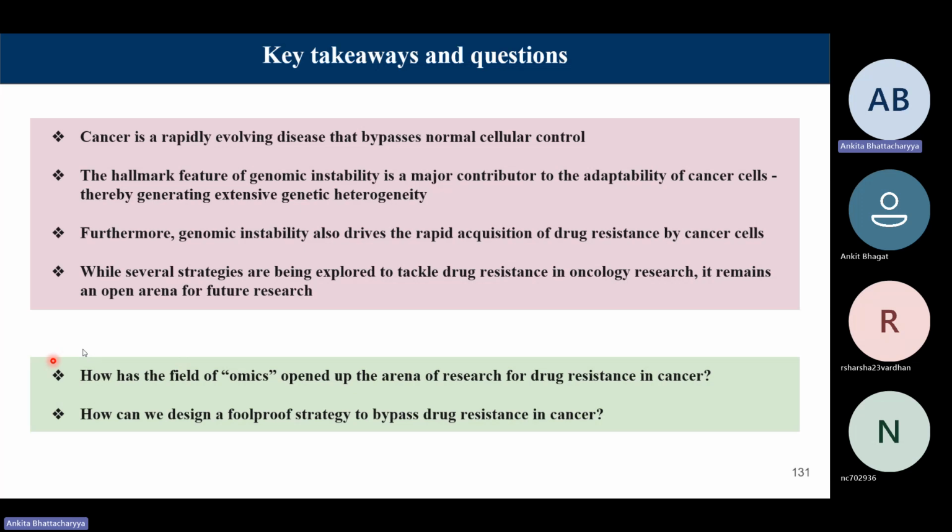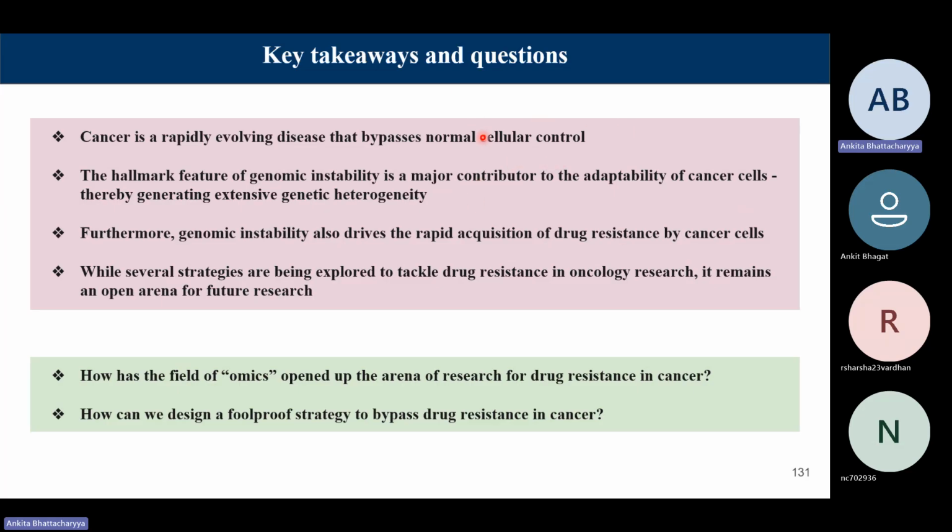So finally, to sum up, this was the idea I wanted to discuss for today. I kept it short, but anyway, we had less time, so that's worked in our favor. But overall, what we've discussed is, of course, that cancer is a very rapidly evolving disease. And remember, we talked about the fact that it follows Darwinian evolution, the idea of dynamic evolution, and it bypasses normal cellular control. Of course, this is something we have discussed extensively.